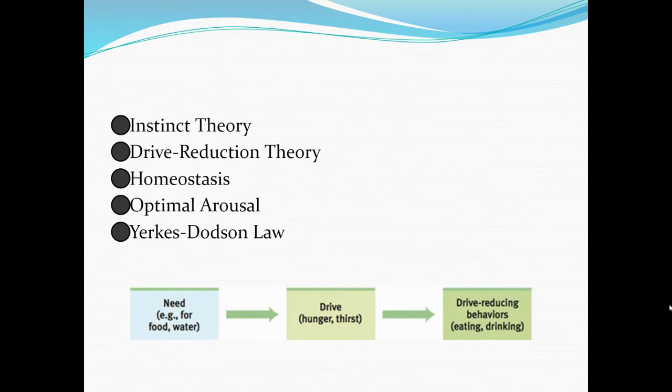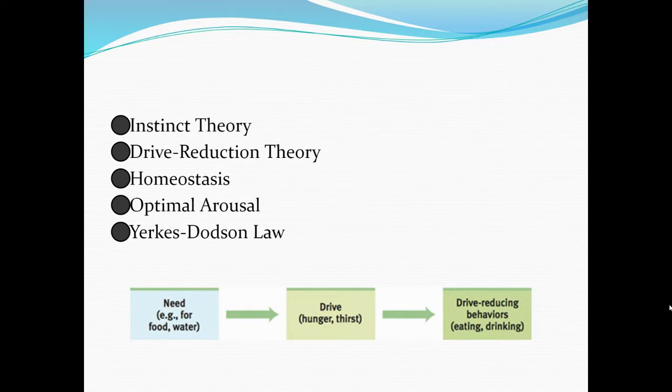At our most basic level, we have the drive reduction theory. The drive reduction theory says that we are motivated by certain drives, and those drives are created by needs. These needs are basic and they're built into us, like the need for food, water, sleep. These needs in turn create drives. The need for food would create the drive of hunger. The need for water would create the drive of thirst. The need for sleep would create the drive of exhaustion. That motivates us then to do drive reducing behaviors, such as eating, drinking, or sleeping.